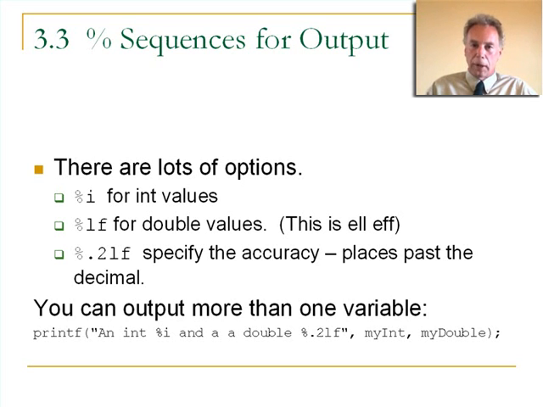You can put as many of these percent sequences inside of the double quotes as you want, and each of them would correspond to a value or variable after the double quotes. So in this one at the bottom of this slide, we have an int %i and a double %.2lf, and that format string is followed by an int variable and a double variable, comma separated.